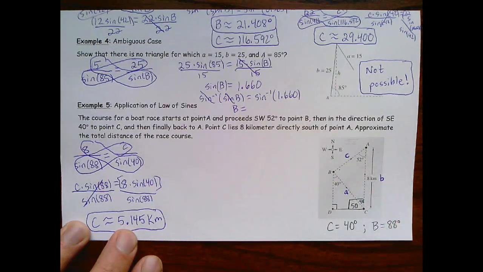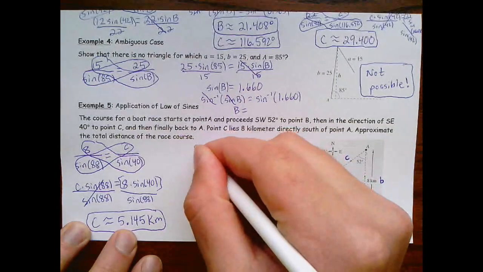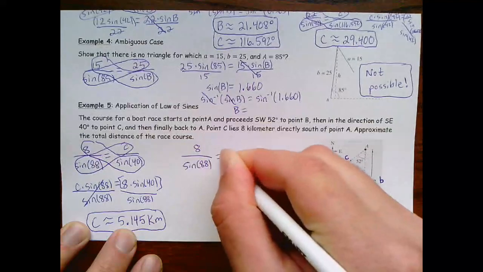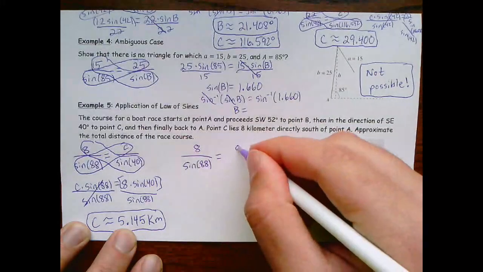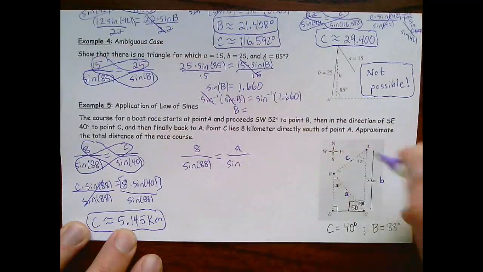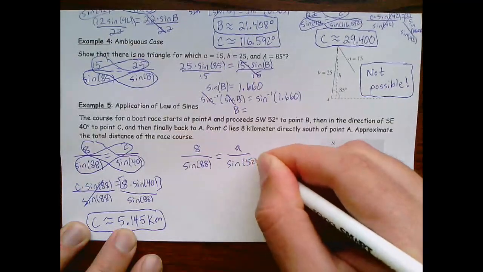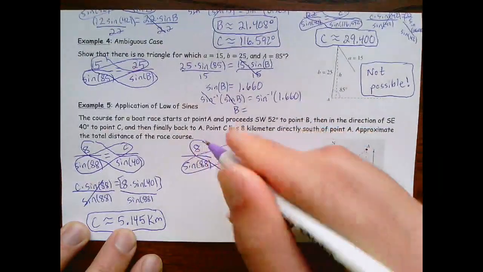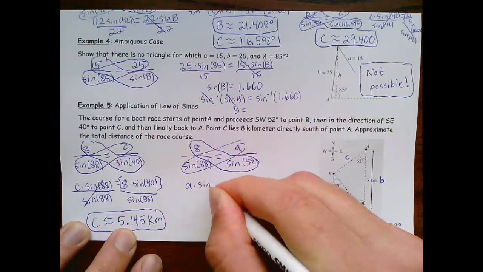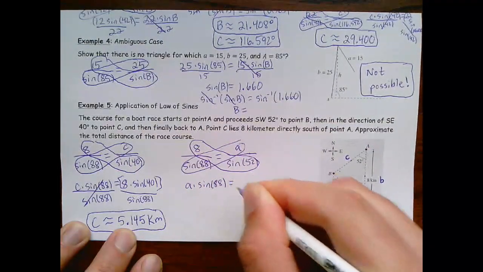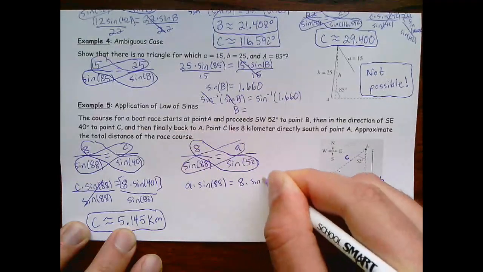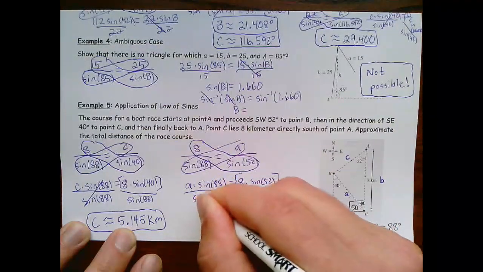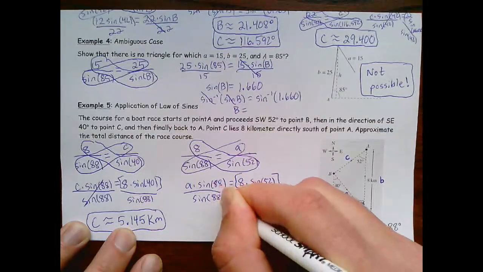We'll use the same fact. We'll start with 8 over sine of 88 equals, but now I want to find side A over sine of that angle, which is 52. No surprises, proportion means to cross multiply. A times sine of 88 equals 8 times the sine of 52. Maybe I'll throw in extra brackets already. Divide both sides by sine of 88 to get A by itself.